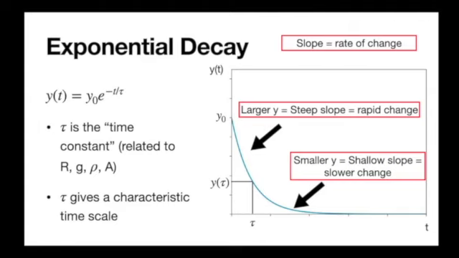So the slope, the rate of change, is what we're looking at again. Larger slope earlier on, and then the slope decays away. So you should really think exponential decay is decay of the slope, decay of the rate of change.